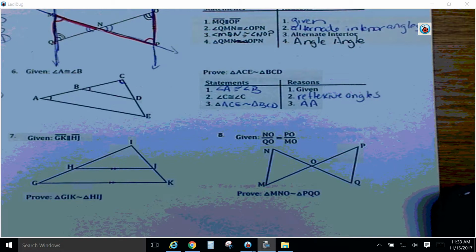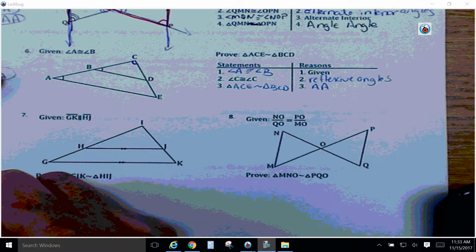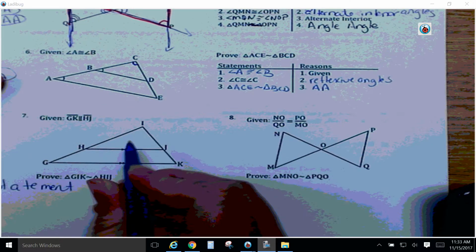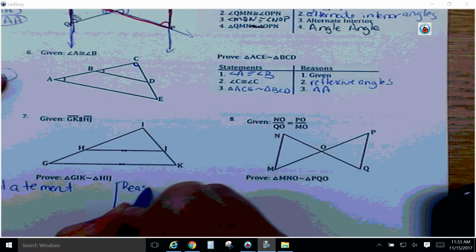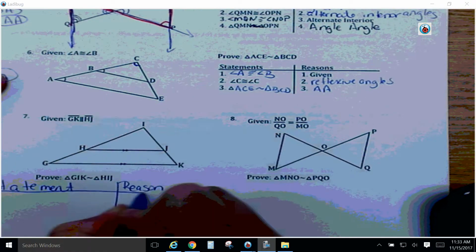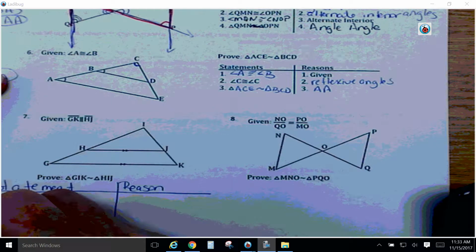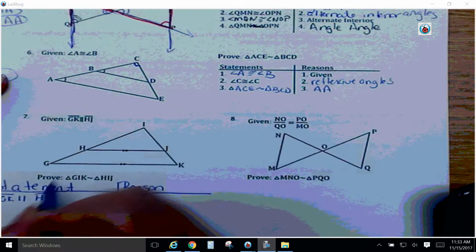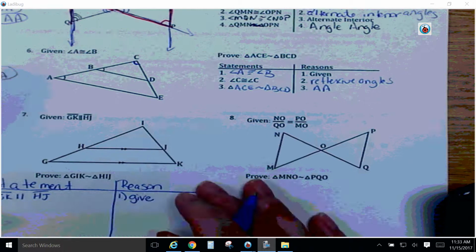Well, first of all, we know that we're doing a proof, and we like to do that with 2-column proofs. So we're going to say statements, and we're going to say reasons. And we always start with what we're given. So line segment GK is parallel to line segment HJ, and that is given.